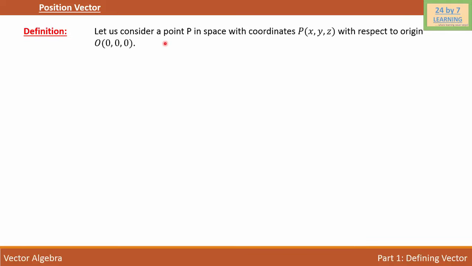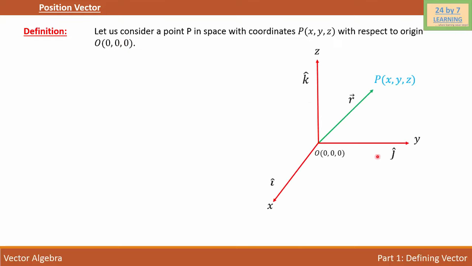Position vector. Let us consider point P in the space with coordinates x, y, z with respect to origin 0, 0, 0. So technically, what I'm going to do is consider a 3D plane. This is my three-dimensional plane where you can see this is my x-axis, this is my y-axis, and this is my z-axis. Basically this point O is the origin with coordinates 0, 0, 0.